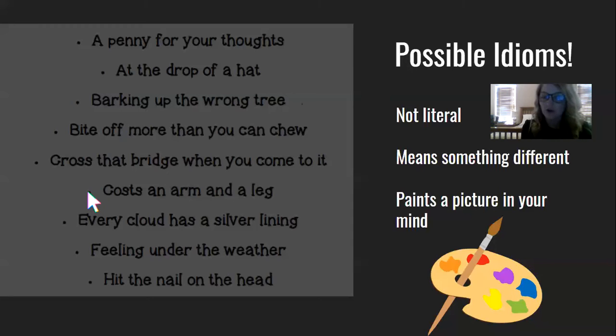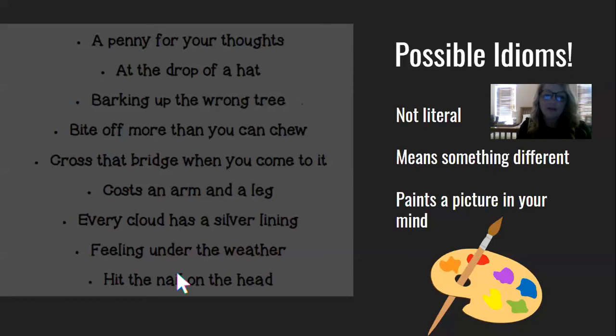Could you imagine giving someone an arm and a leg? You must really want something really bad to do that. So it's basically saying, wow, it's really expensive. It costs an arm and a leg. Like it was such a sacrifice to buy that. So do you see how that works?